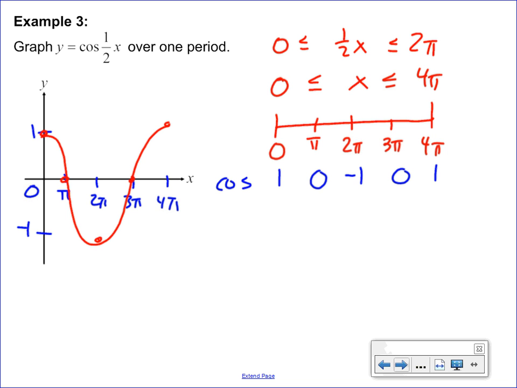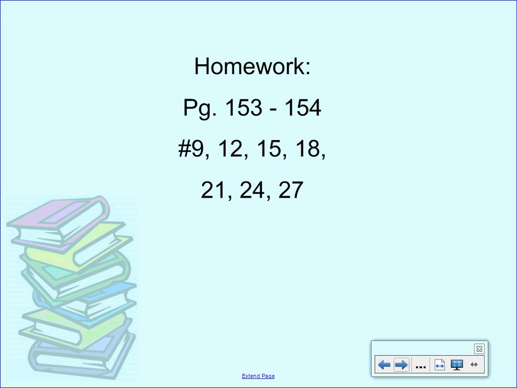For graphing, I don't expect you to use graph paper, but if you want graph paper, you're more than welcome to. I have some graph paper in the back if you need some. Tonight for homework, you're just doing 9 through 27 by 3s. If it says graph 2 periods, just graph 1 period.